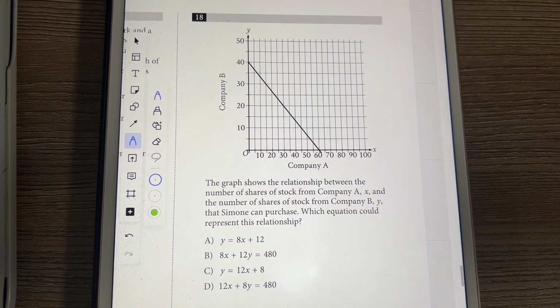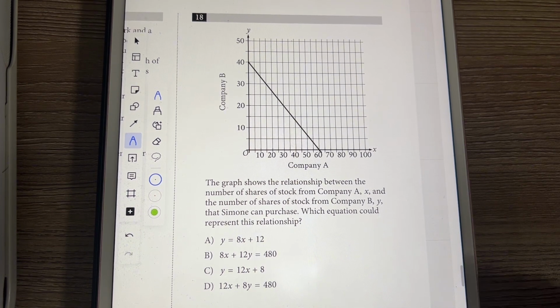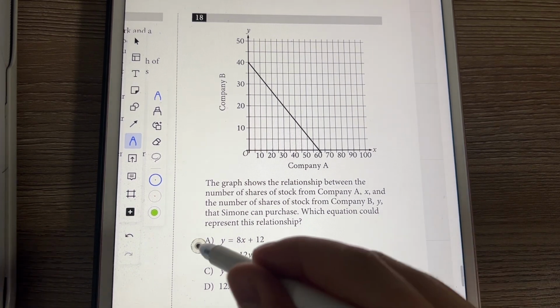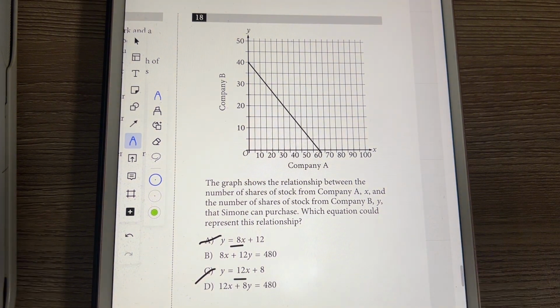What I want to do here, instead of calculating the slope or anything like that, I'm going to take a look at A and C. I know that my slope here is negative, so A doesn't make any sense. It has a slope of positive 8. C doesn't make any sense. It has a slope of positive 12.